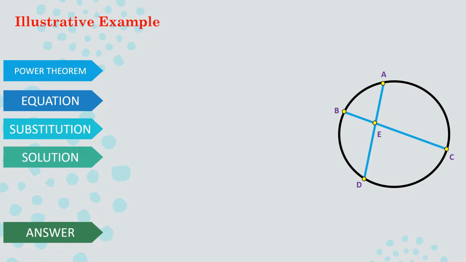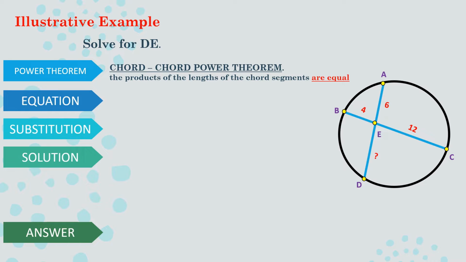So now let's try to use these steps to solve for the missing segment. Let's have the given figure. Let's say that CE is equal to 12, BE is equal to 4, AE is equal to 6, then we're going to solve for DE. So, step 1 is to identify the power theorem which is applicable to our given. Since our given has 2 chords intersecting inside the circle, then we will have the chord-chord power theorem.